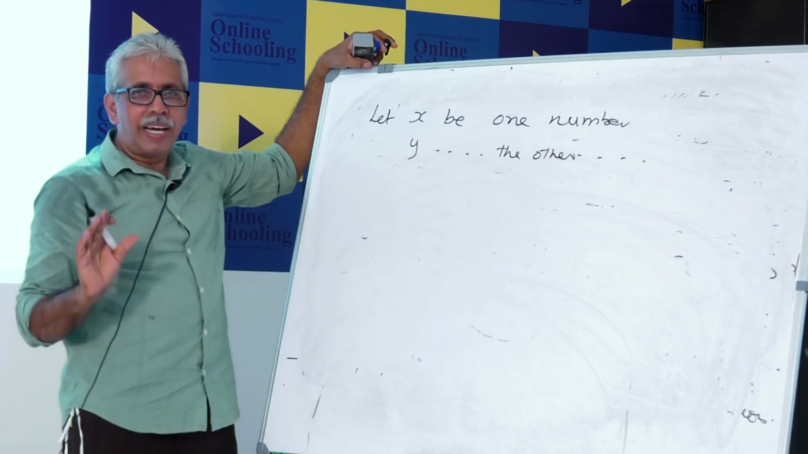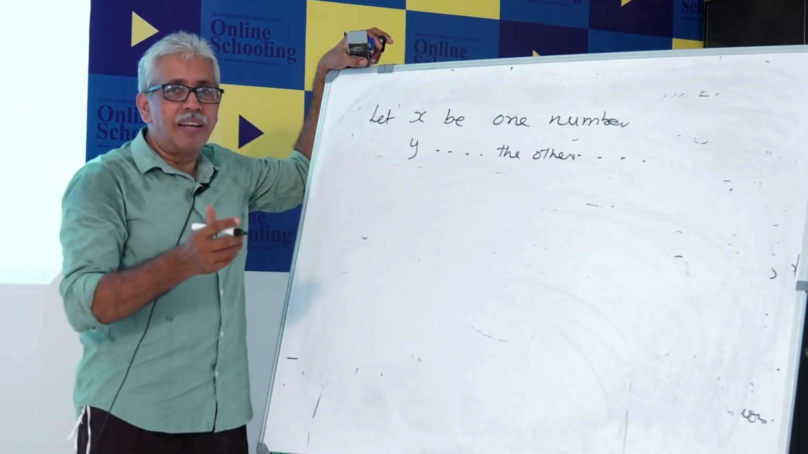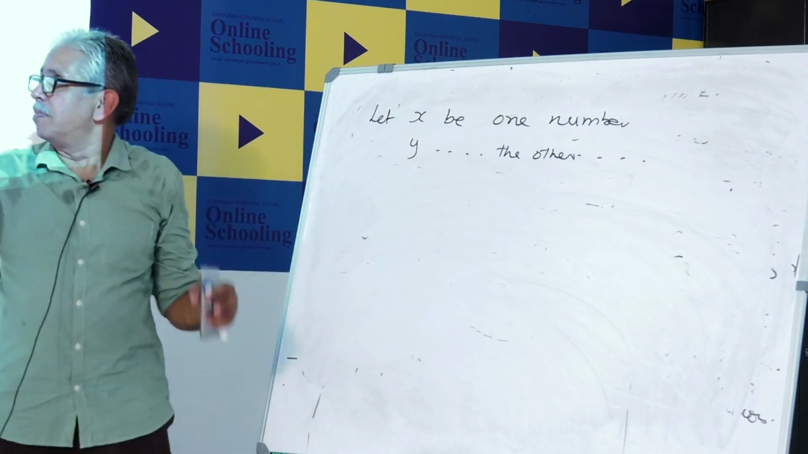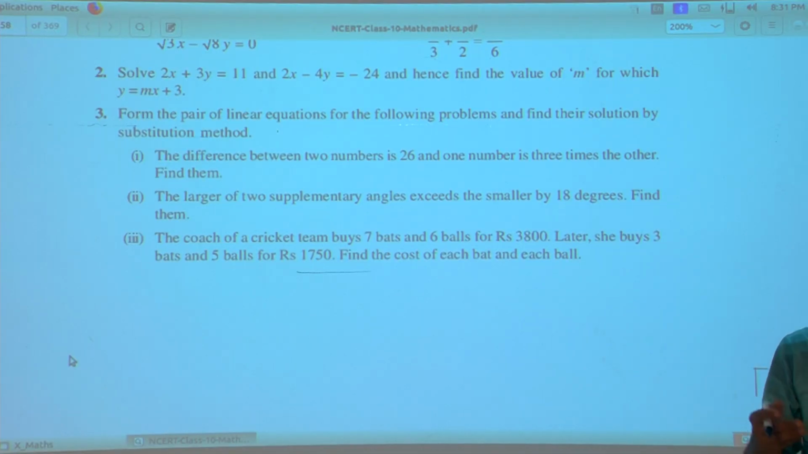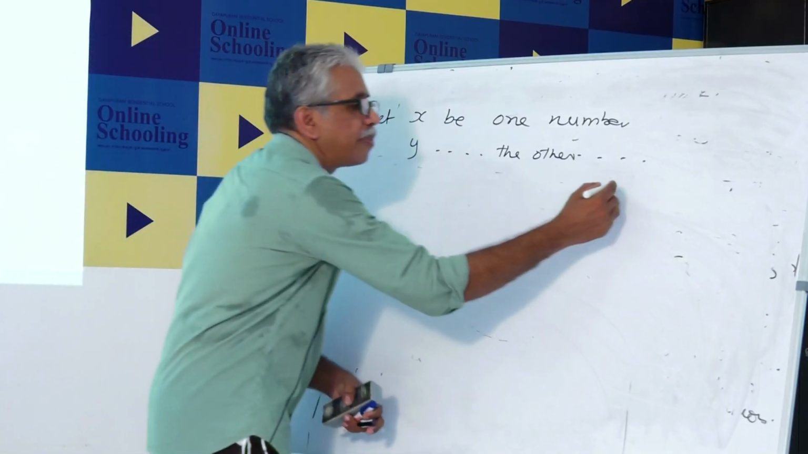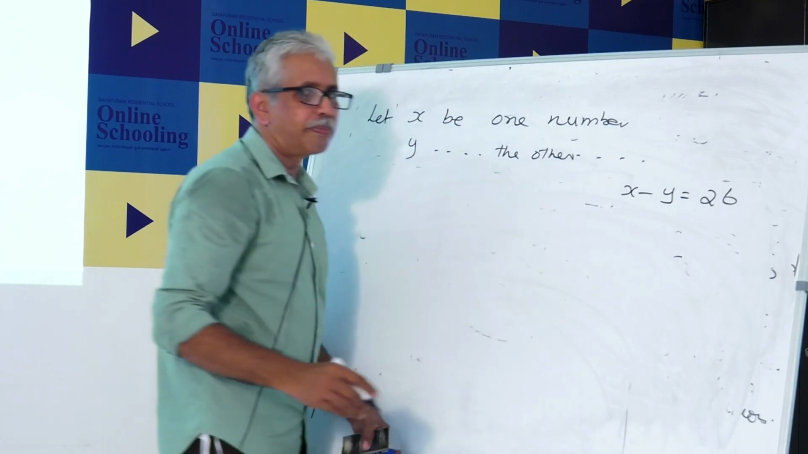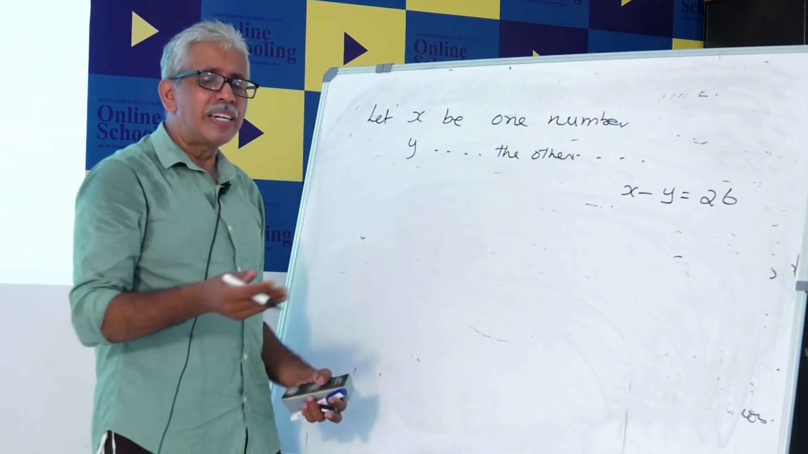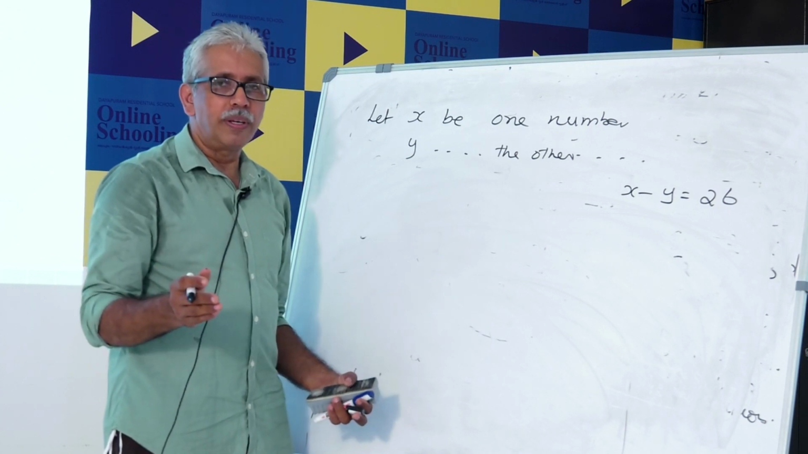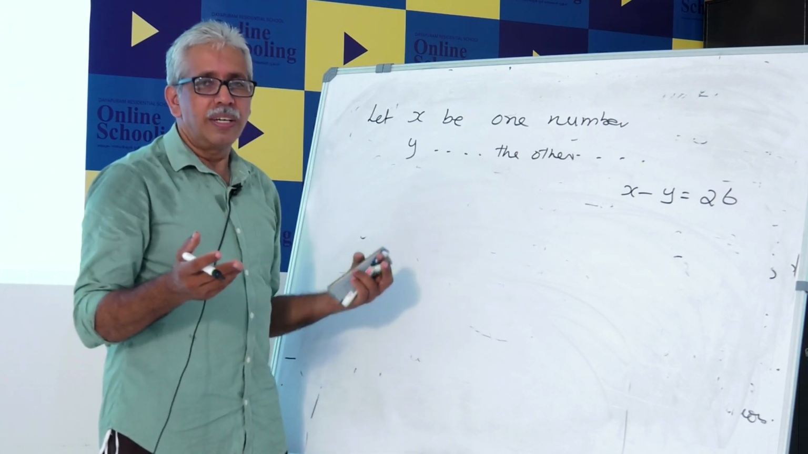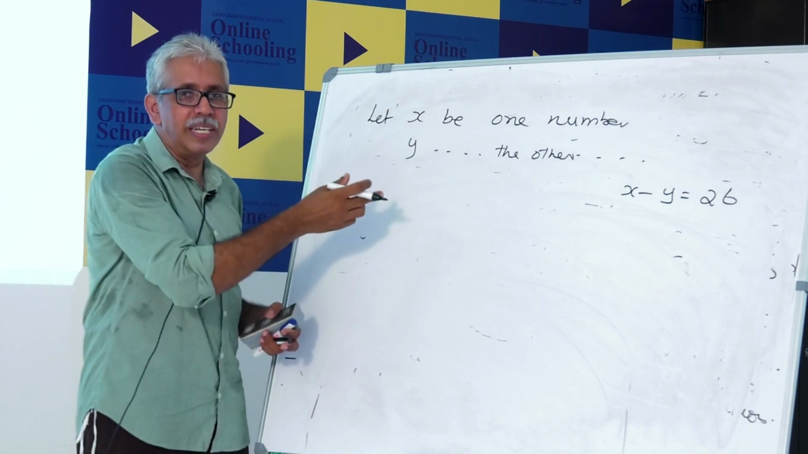So we make a start by assuming the two numbers are x and y, and one statement is given: the difference between the two numbers is 26. So I take x minus y equal to 26. You can as well take y minus x equal to 26. No problem, because it is not specified that x is a larger number or y is a larger number.